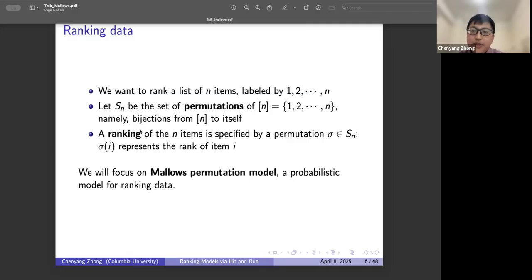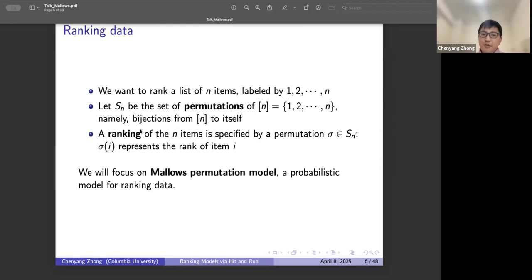So a permutation is just an injection from this set to itself. And a ranking of the n items can be specified by a permutation sigma in Sn, so that sigma(i) would represent the rank of item i. So the ranks would be from 1 up to n, and this allows us to give a ranking of the different n items.